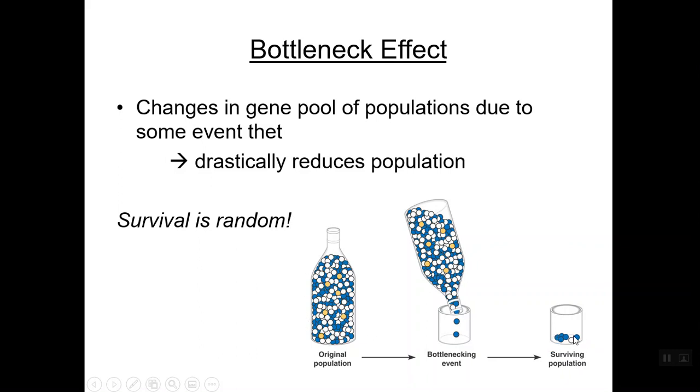Here I see that most of the survivors, just by random chance, were the blue, just one of the white, and none of the yellow. So if this surviving population starts reproducing, now you may end up with allele frequencies that are very different from the initial ones. So this is one example, the bottleneck effect.